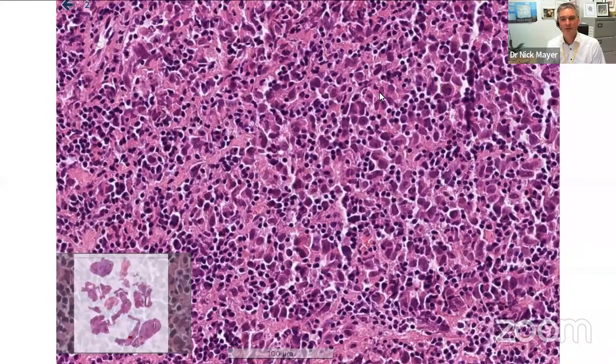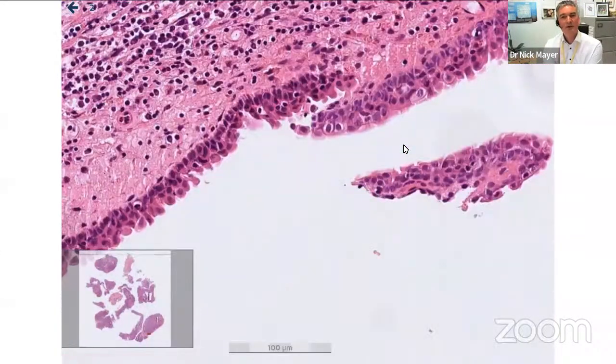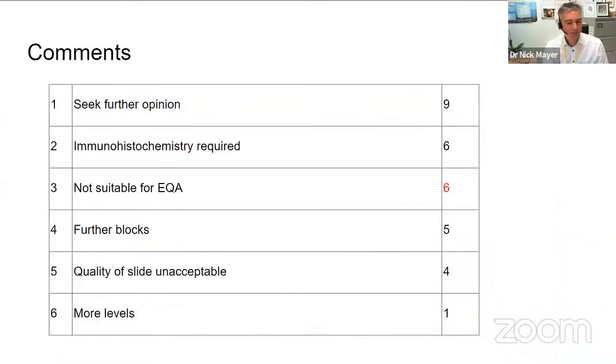This is another area of the tumor that's got a bit more of a prominent inflammatory infiltrate within the background, but still with recognizable tumor cells sprinkled throughout. There was some benign prostatic tissue and a bit of benign urothelium also in the specimen. We didn't get that many comments actually for this case.